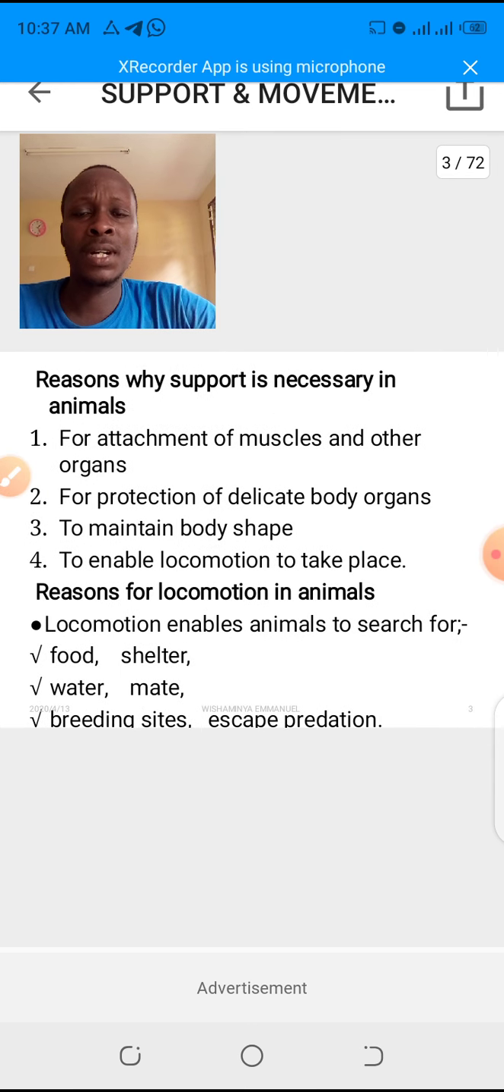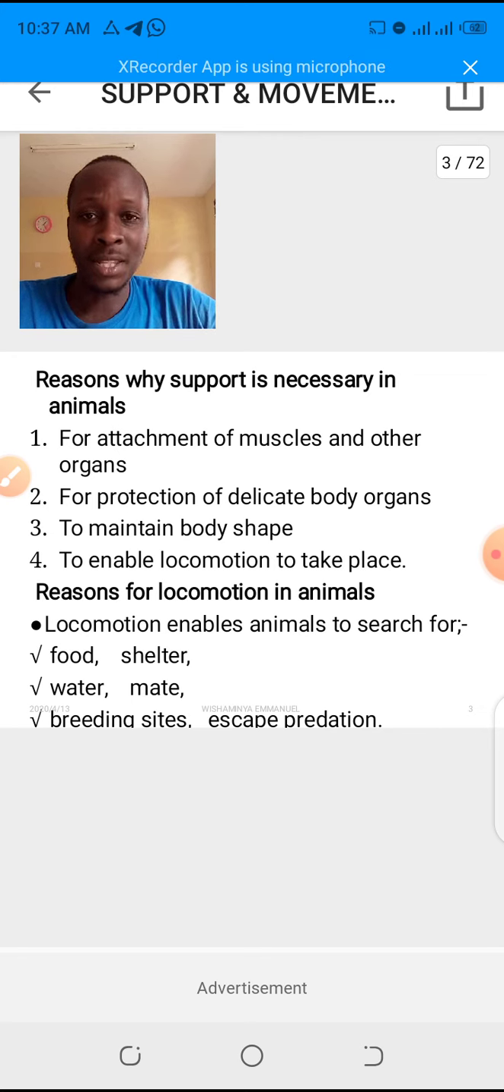We also were able to learn about the reasons why support is necessary in animals and also in plants. So this is as it can be displayed the way you are seeing. For animals, support is necessary for attachment of muscles, for protection of delicate body organs, to maintain body shape, and also to enable locomotion to take place.